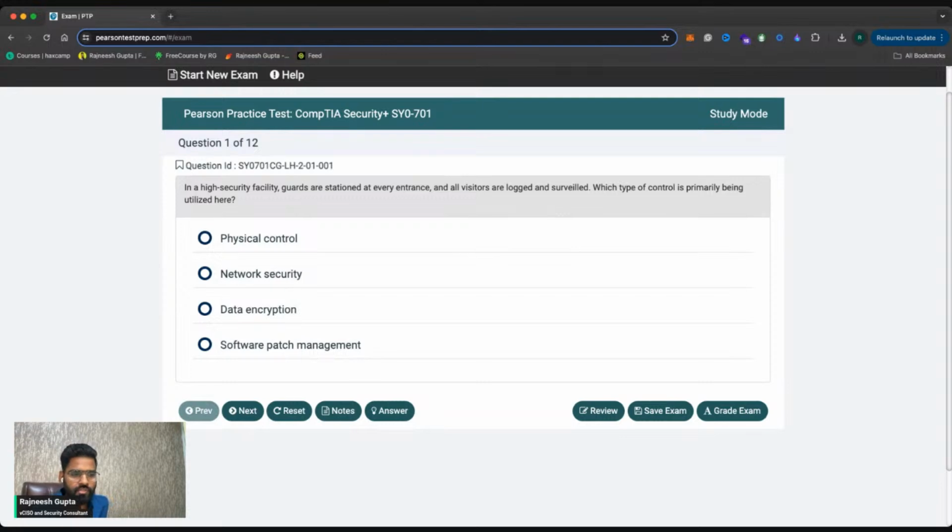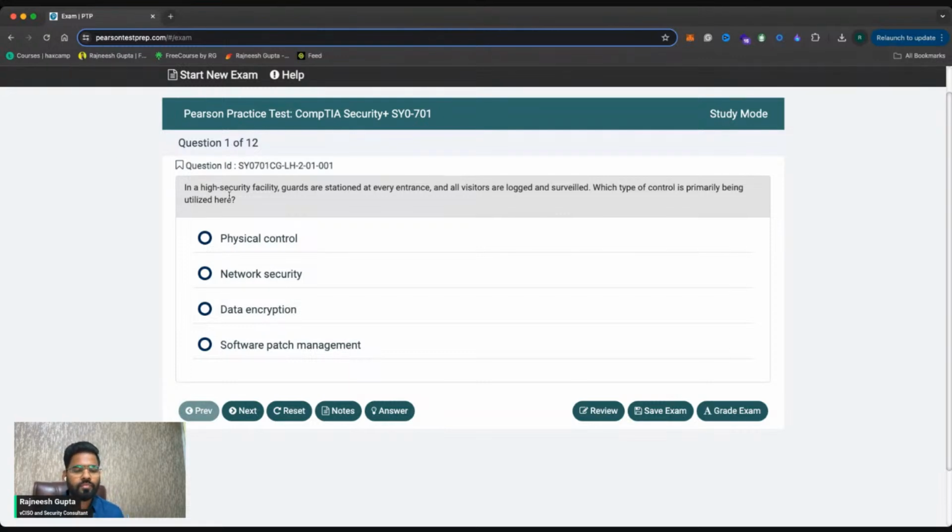Abhinav, I could see your answer. Good job. Oiza, be proactive. Just tell me what you think is the right answer. Is it physical control, network security, data encryption, or software patch management?